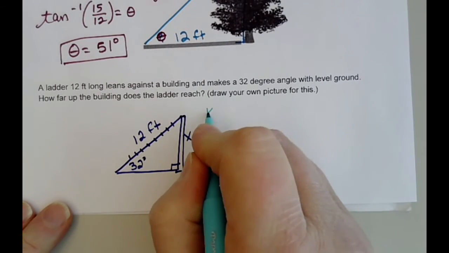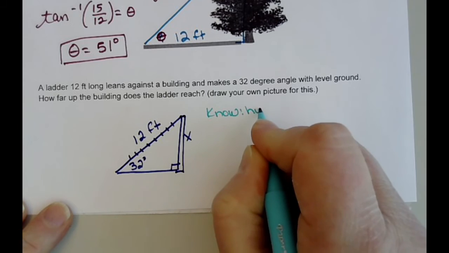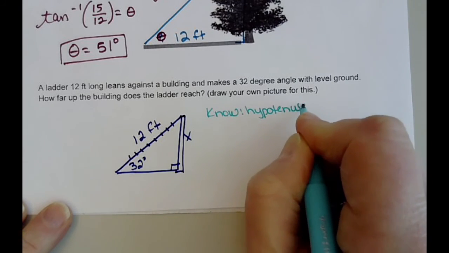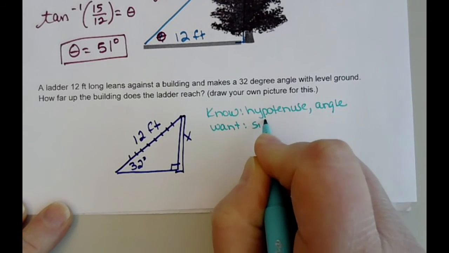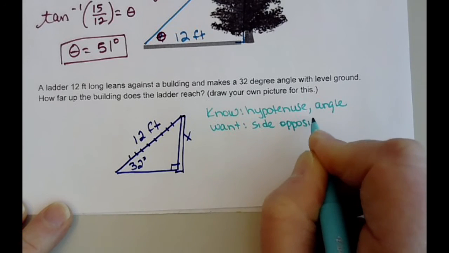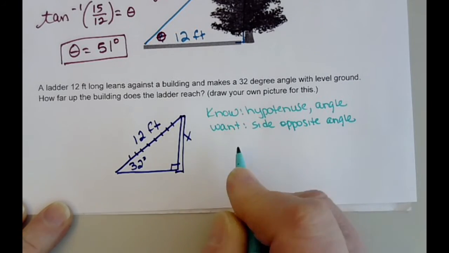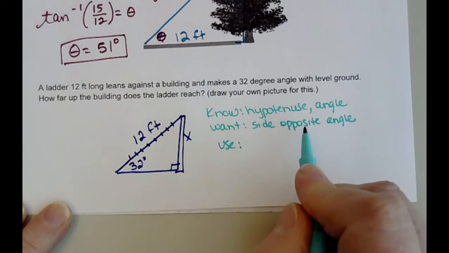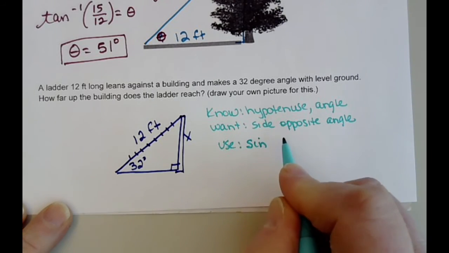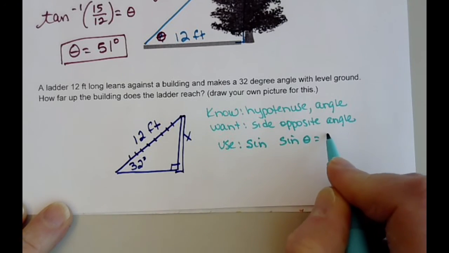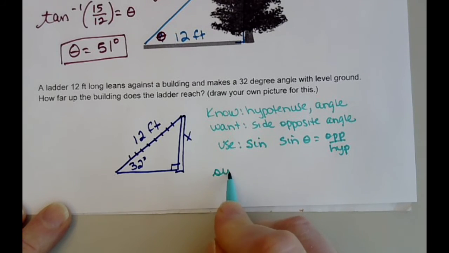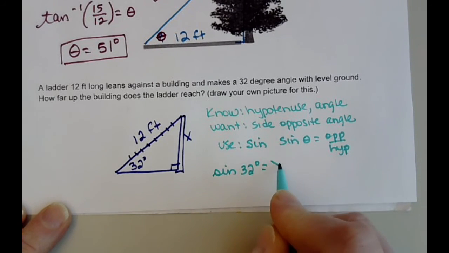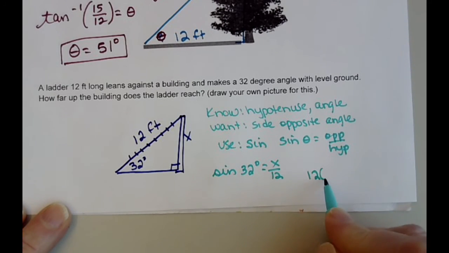So we know the hypotenuse. And we know an angle. We want the side opposite the angle. Because we have opposite and hypotenuse, we're going to use sine. Because again, the sine of an angle is opposite over the hypotenuse. Okay, so sine of 32 degrees is x over 12. So 12 times the sine of 32 equals x.